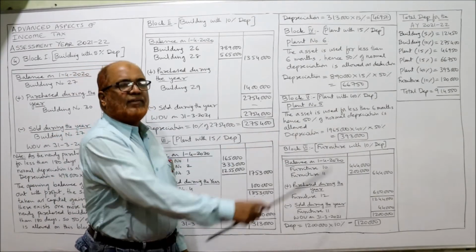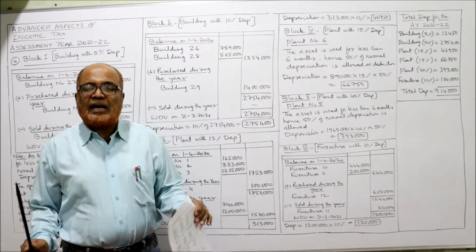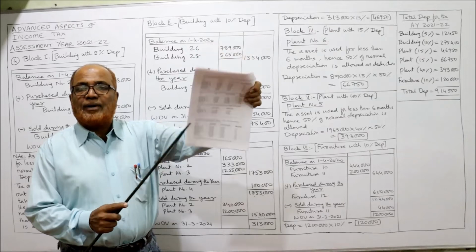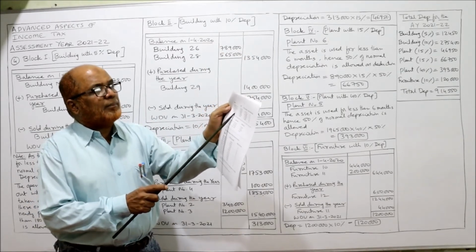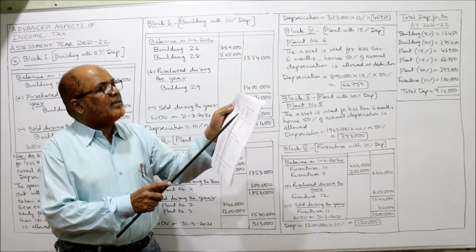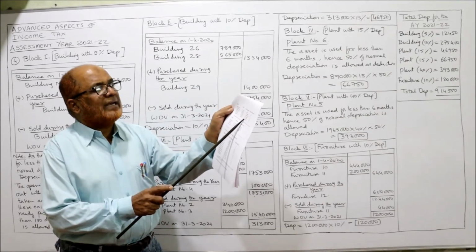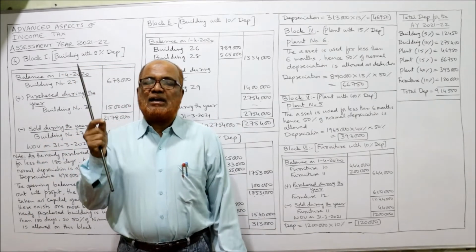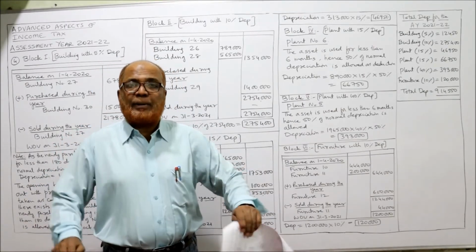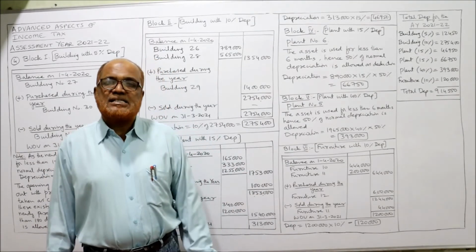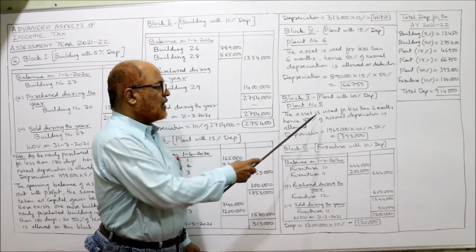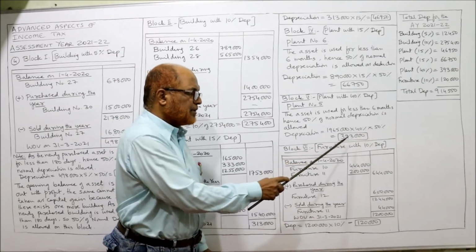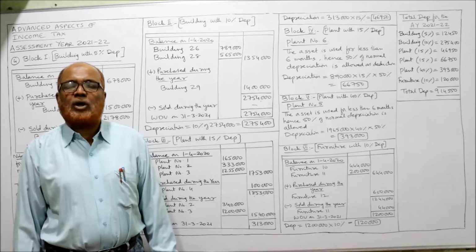Now block number 5, plant with 40% depreciation. We don't have any plant with 40% depreciation in the opening balances, but we have purchased one. Which plant? Plant number 5, 19,65,000, purchased on 20 February 2021, 40% depreciation. It is newly purchased and used for less than 6 months, so 50% of normal depreciation is allowed. 19,65,000 into 40% into 50%, 3,93,000 is the depreciation on the plant.